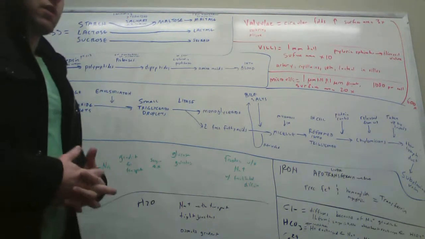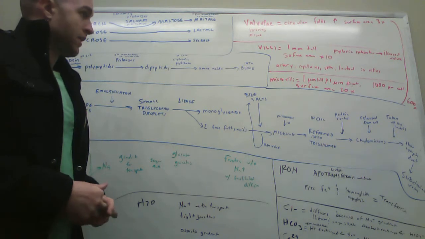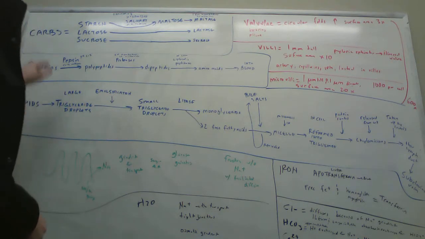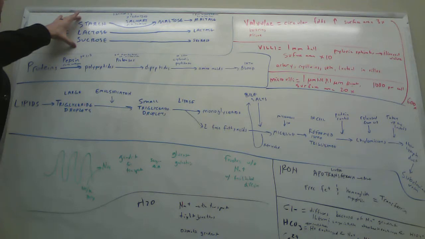Physiology lecture 4 of exam 3, talking about absorption, intestinal absorption. Carbs are absorbed. There's 3 of them here: starch, lactose, and sucrose.